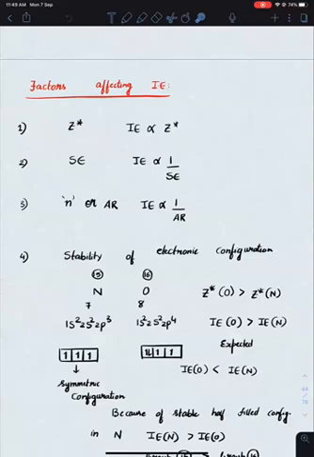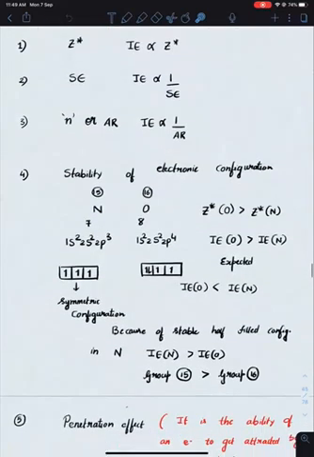Stability of the electronic configuration: if you take nitrogen and oxygen, nitrogen belongs to group 15 and oxygen belongs to group 16, right? So according to Z star, according to the general order, we have to predict oxygen should have a greater ionization energy when compared to nitrogen. But actual में क्या होता है? Nitrogen has a greater ionization energy than oxygen. That is because of the stability of the half-filled configuration.